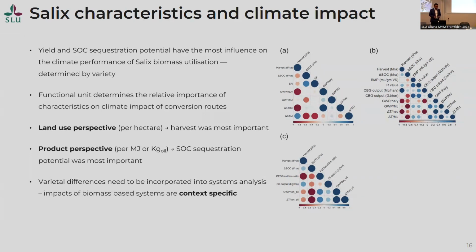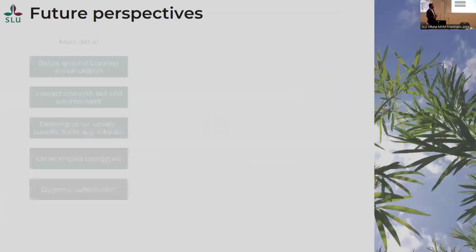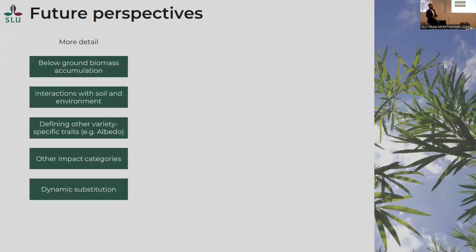And if we talk about some future perspectives, of course, in studies like this, we want to have more detail so we can make more accurate predictions or make more accurate analysis of what is the climate impact. We need to know more about what is the below ground biomass accumulation, because as we have seen, you cannot estimate what is going to be the changes in soil carbon looking at just what grows above ground.